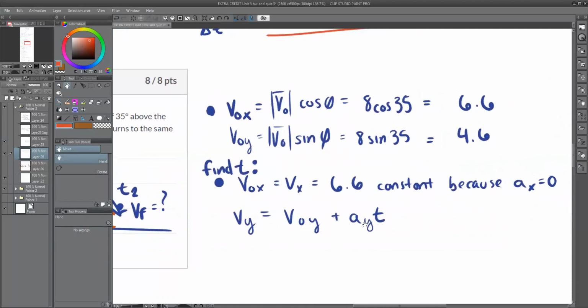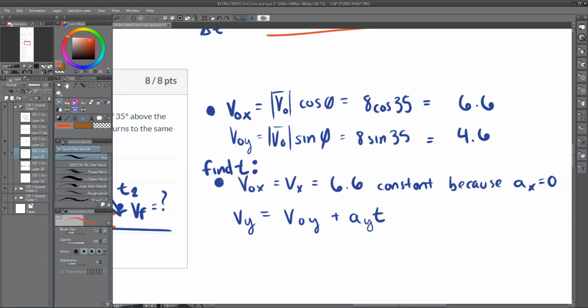We use trigonometry to find the initial x and y components of velocity because we're given the angle and because we're given the initial velocity. Because we have these 2 values, we know to do this trigonometry thing. So given the initial velocity and the angle, we can solve for Vox and Voy, which is 6.6 and 4.6.